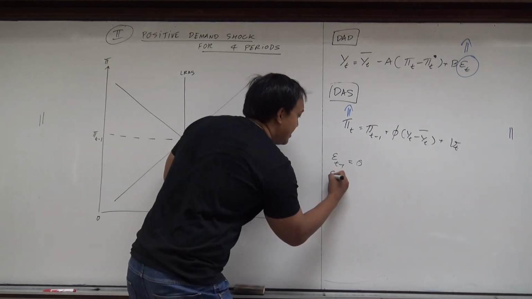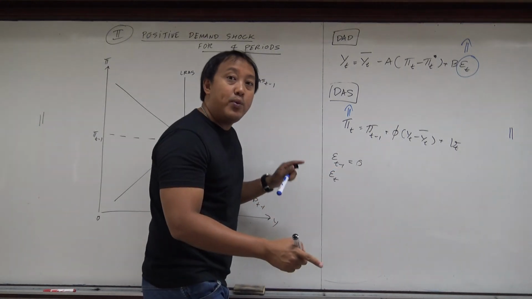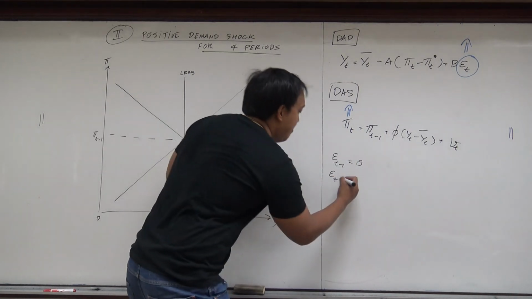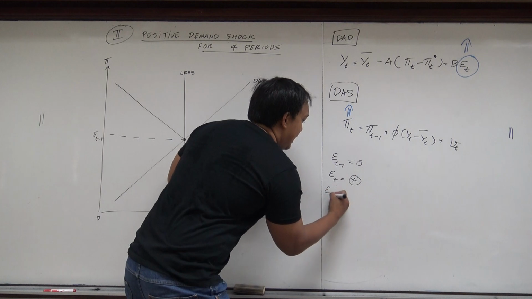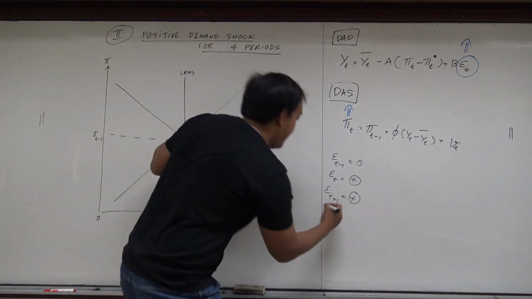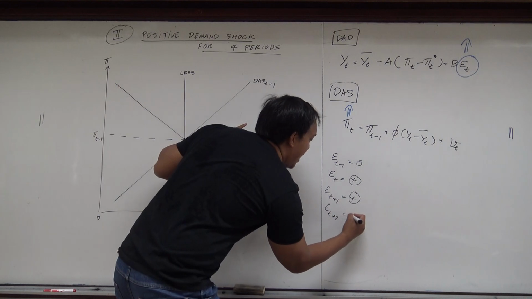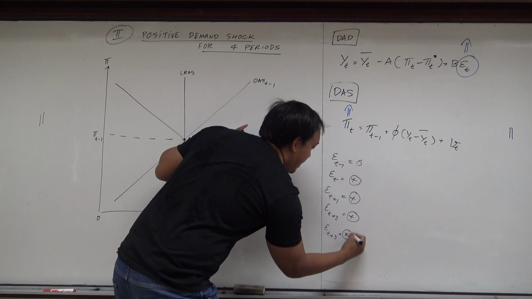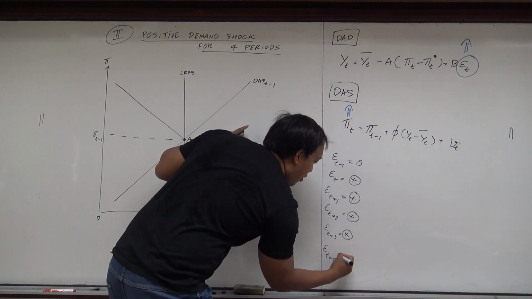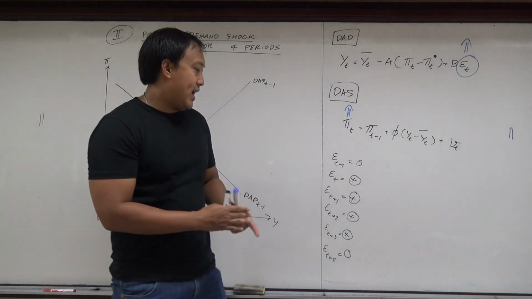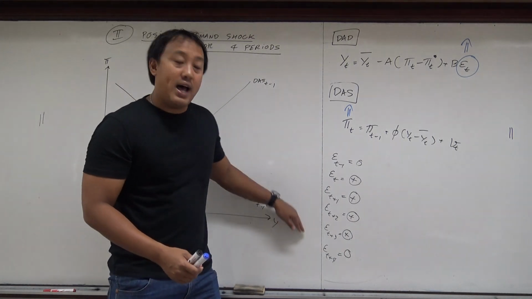And then starting from today, we have a holiday for 4 days. Starting from today, epsilon t becomes positive. Epsilon t plus 1 becomes positive. Epsilon t plus 2 becomes positive. Epsilon t plus 3 becomes positive. And epsilon t plus 4 comes back to normal, 0 again. So this is how it looks.